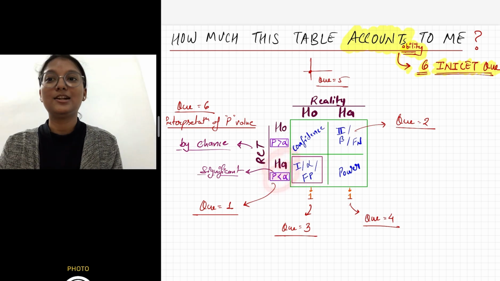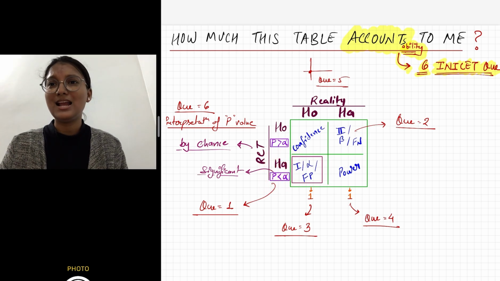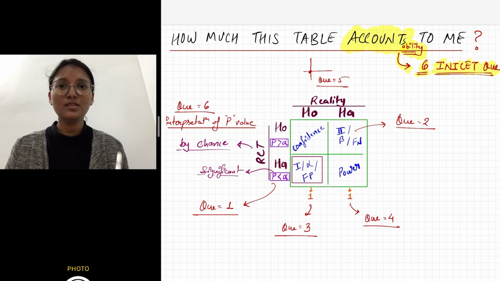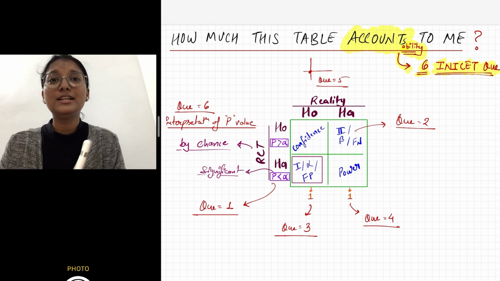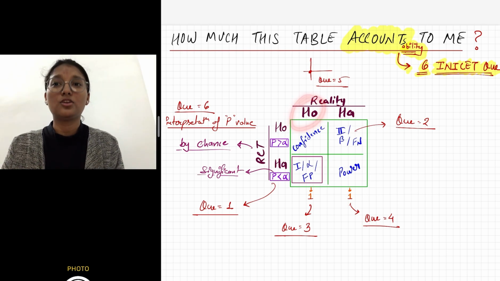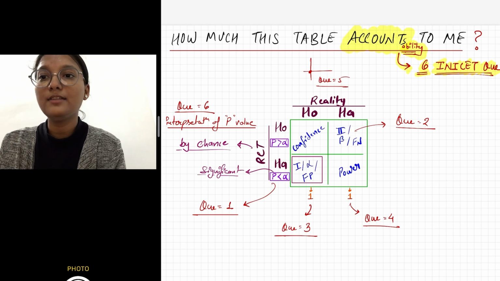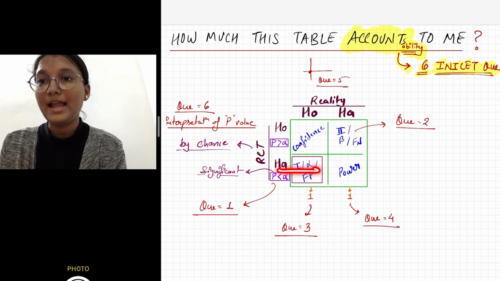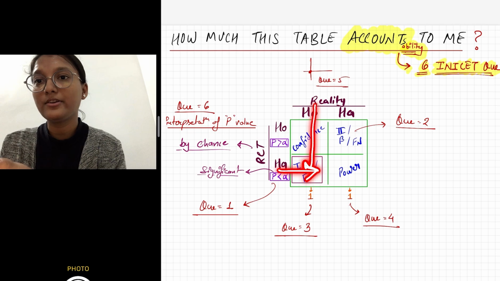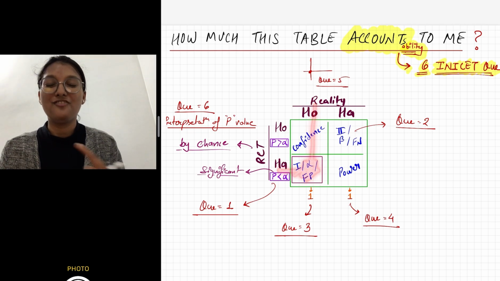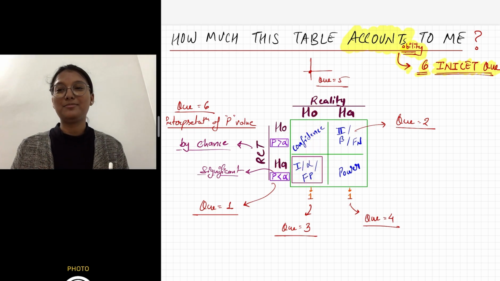So in the RCT they are talking about HA, and in reality they tell you there is no significant difference, so it means they are talking about HO. So how are they related, what are they talking about? HA in the RCT and HO in reality, it means they are talking about type 1 error. So this way you have to interpret them.